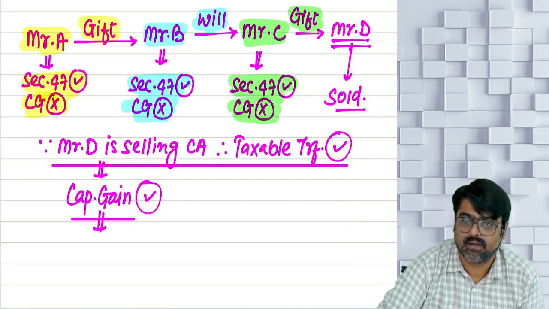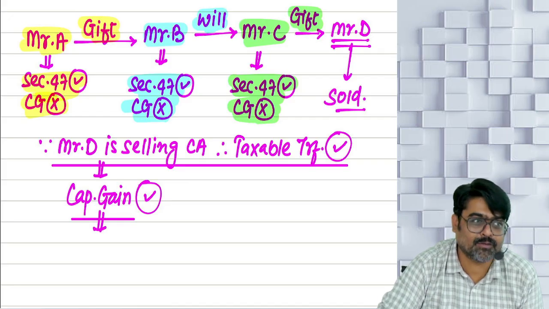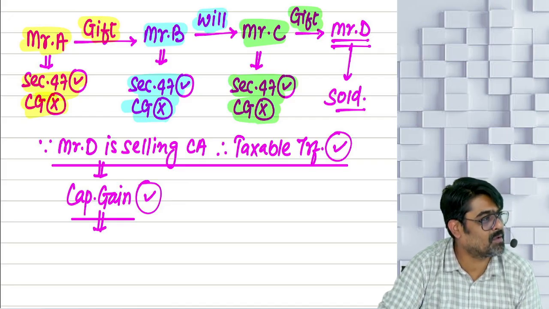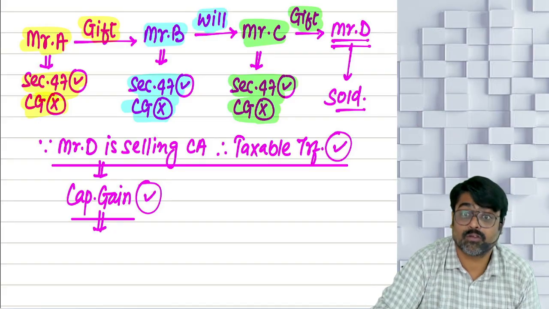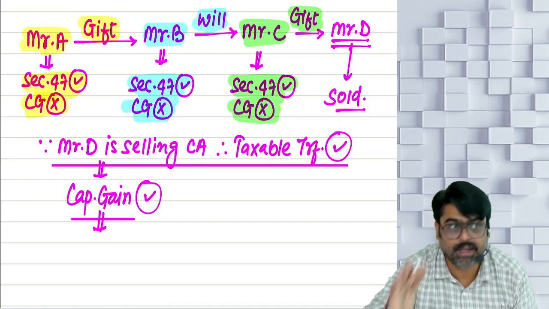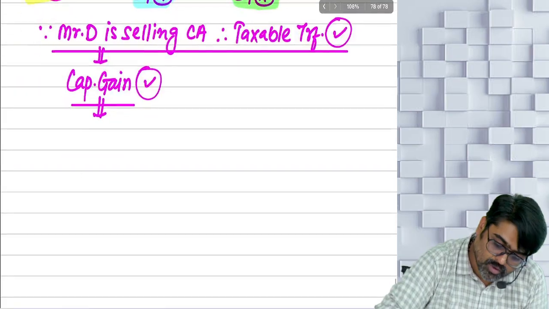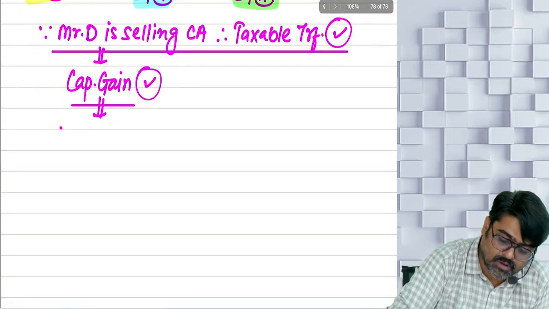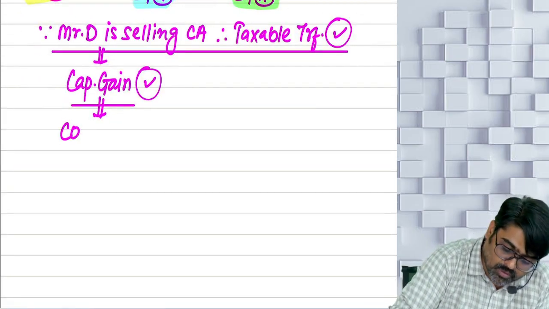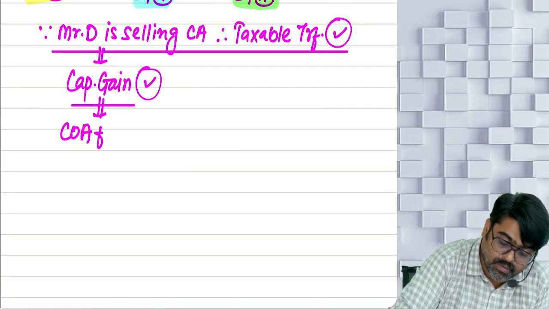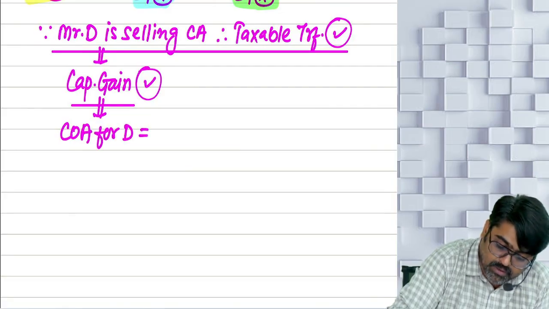Understanding? So, the period of holding of A, the period of holding of B, and the period of holding of C will also be included in the period of holding of D. So, capital gain calculation in the hands of D. Okay? So, cost of acquisition for D is equal to what?